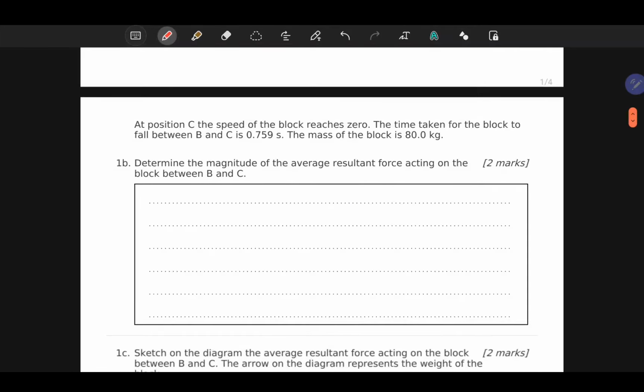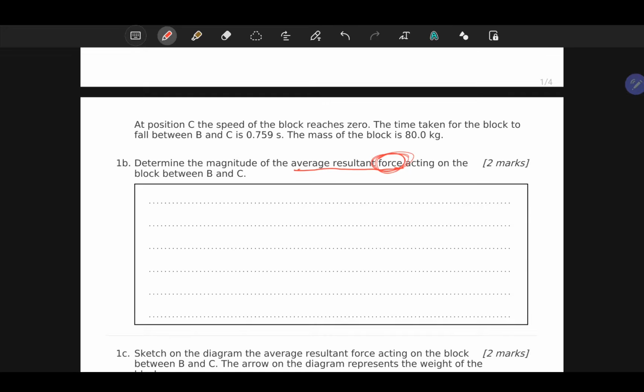Okay, moving on. It says, at position C, the speed of the block reaches 0. The time taken for the block to fall between B and C is 0.759 seconds. The mass of the block is 80 kilograms. Determine the magnitude of the average resultant force acting on the block between B and C. Okay, step 1. Find what the question is asking and just remember it, right? And it's asking for the average resultant force, or more specifically, just force, right?